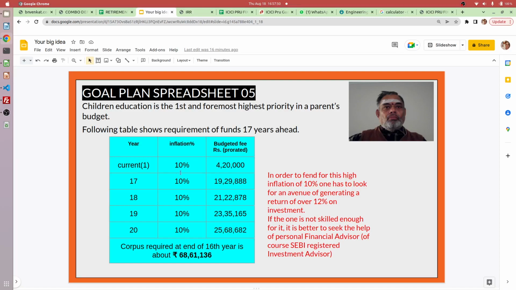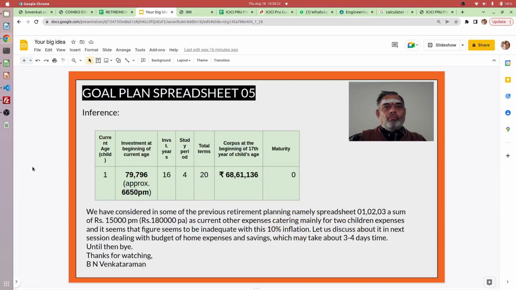See, we are considering an inflation rate of 10%. In order to fend for this high inflation of 10%, one has to look for an avenue of generating a return of over 12% on investment. If one is not skilled enough for it, it is better to seek the help of a personal finance advisor, of course a SEBI registered investment advisor.